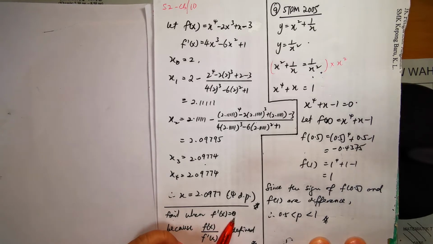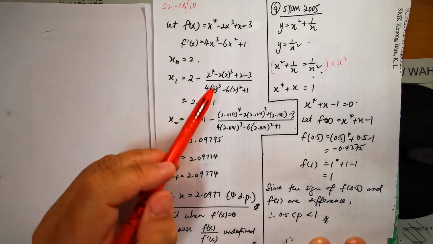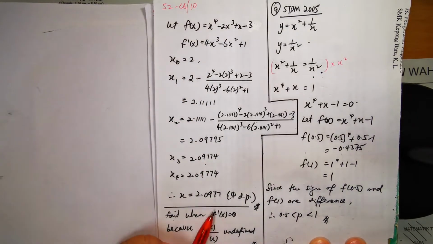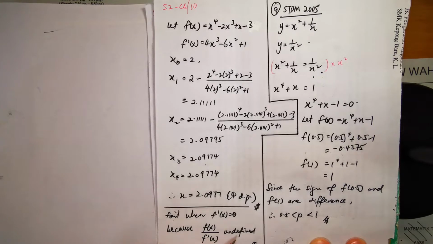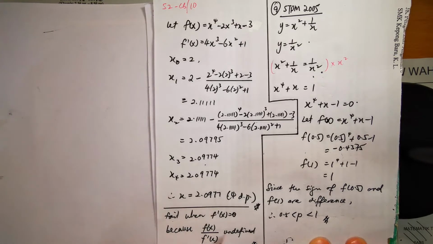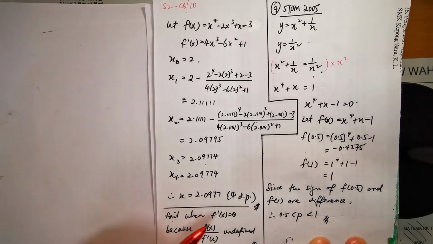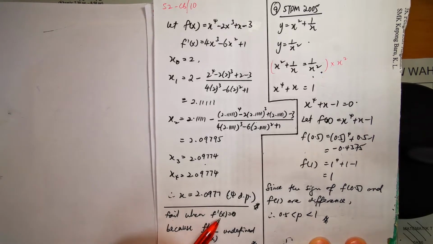Why? Because in the Newton-Raphson method, we have x minus f(x) over f prime x. So if f prime x is 0, when we substitute in, the denominator is 0, so it becomes undefined. It means you cannot use the Newton-Raphson method. Alright? So this is the meaning. This is the reason why the Newton-Raphson method fails.